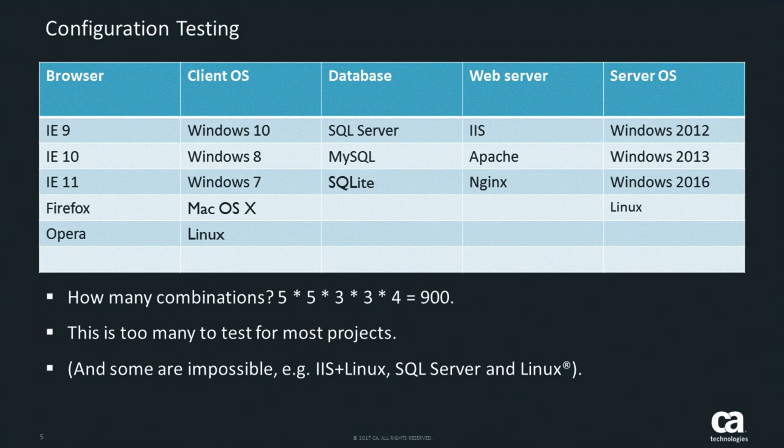If we look at this example, you can see we've got 5 choices: a browser, client operating system, database, web server, and the server operating system. How many combinations? Well, it's 5 times 5 times 3 times 3 times 4. That's making 900. And this is probably far too many. There's no way we could set up an environment with 900 different configurations and expect to test them effectively. This is too many. And we also know, actually, some combinations of architectural choices are impossible. For example, IIS does not run on Linux, and SQL Server doesn't run on Linux either.